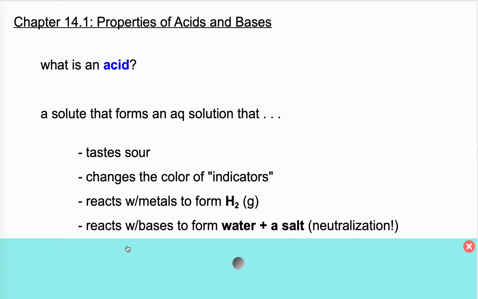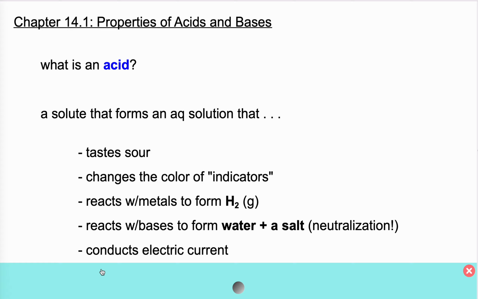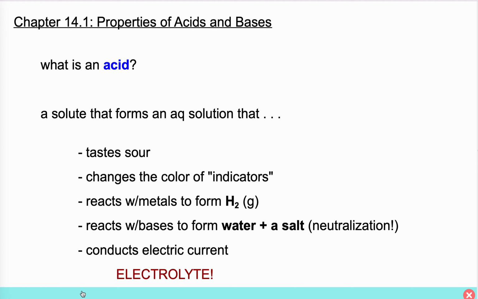Acids react with molecules called bases, which we'll talk about in a moment, to form two products, water and a salt, in a process called a neutralization reaction. And finally, acids form solutions that conduct electric current. And we all know what we call a solute that forms an aqueous solution that conducts an electric current. Yes, it is called an electrolyte. So acids are electrolytes.